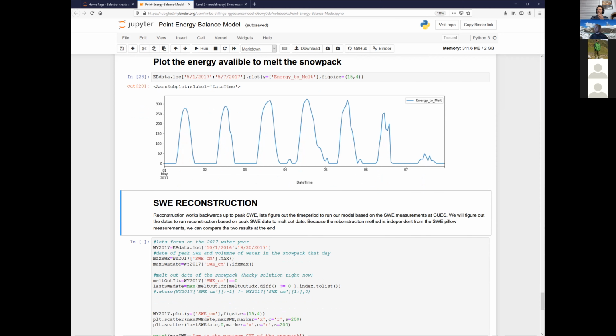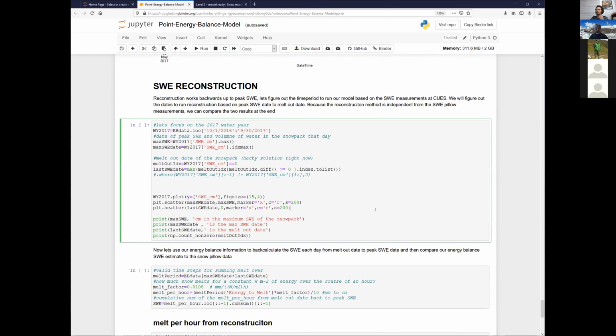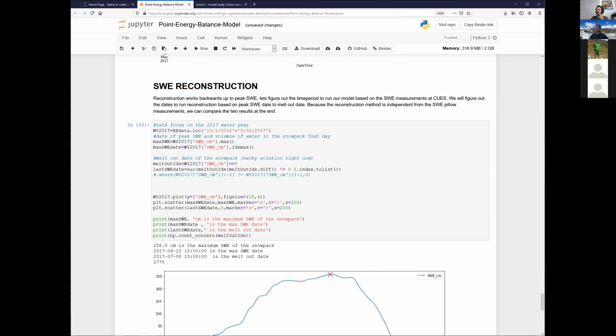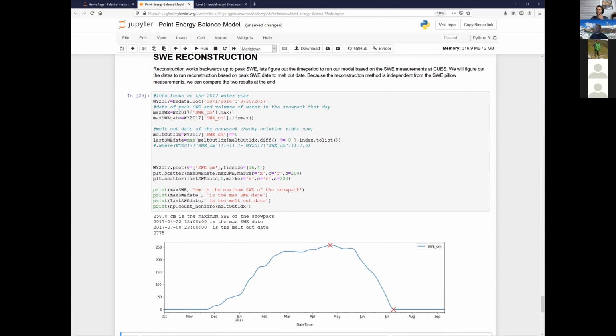In order to do that, as Carl mentioned in his lecture, we have to know when there's snow on the ground. So we have to find out the date at which the snow disappeared, and then we can run this backwards to the date of maximum snow. And so when we run this cell block, it's going to plot our SWE. So this is the SWE from our snow pillow that shows us what we're going to compare our reconstruction result to. So this blue line is an independent measurement of how much snow is at the site.